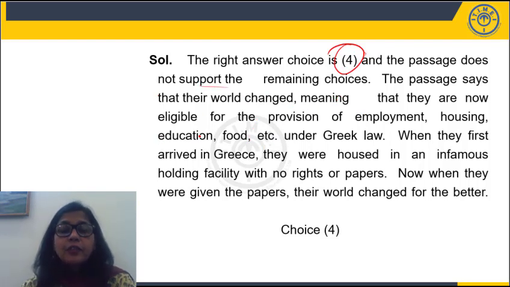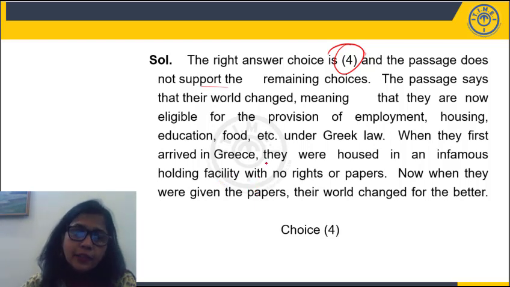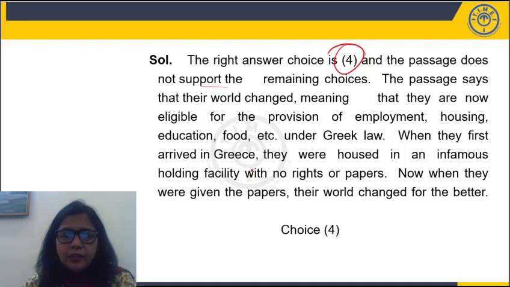And we've discussed how the world changed. Yes, when they first arrived in Greece, they were housed in infamous holding facilities with no rights or papers. Now they were given the papers and their world was supposed to have changed for the better.